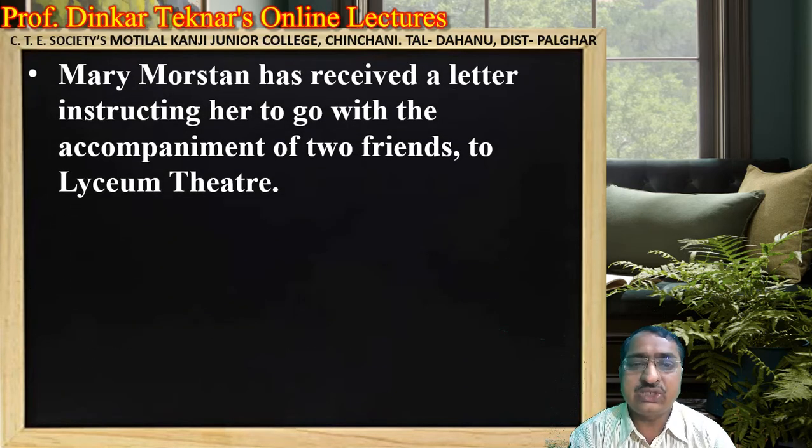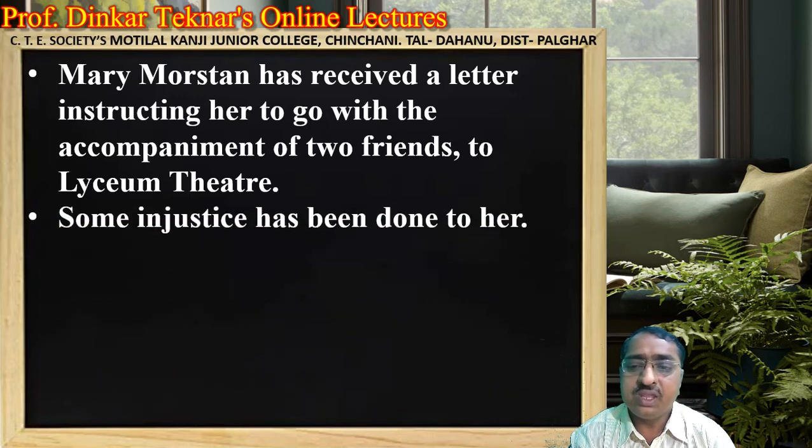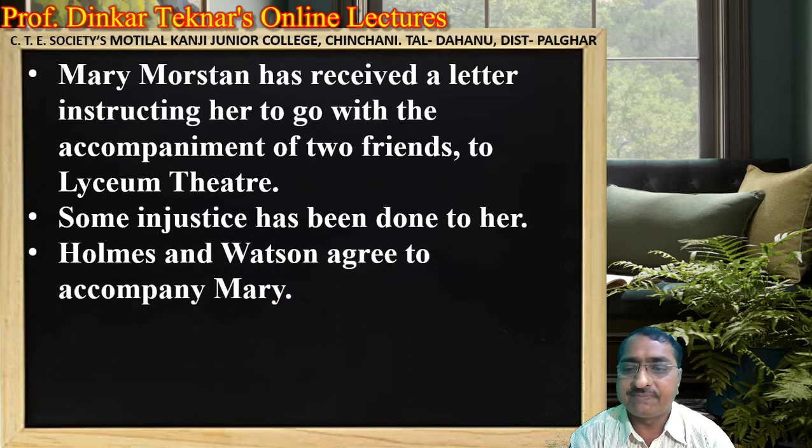Mary Morstan has received a letter instructing her to go with the accompaniment of two friends to Lyceum Theatre. Means after 6 years, she receives a letter in which it was written that she should accompany two other friends, but she should not contact the policeman. She should accompany the two friends to the Lyceum Theatre. Some injustice has been done to her, as it was mentioned in the letter, and somebody had done injustice to her. Holmes and Watson agreed to accompany Mary Morstan.